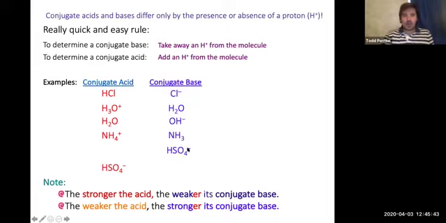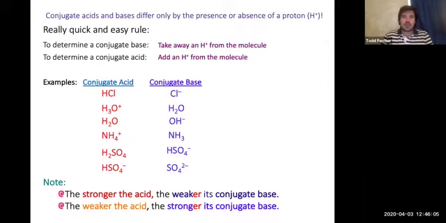Down here, we have a molecule called bisulfate. If we add a proton to it, we get its conjugate acid, H2SO4. If instead we took a proton away, we'd get the conjugate base, which is SO4 2-, a molecule called sulfate.